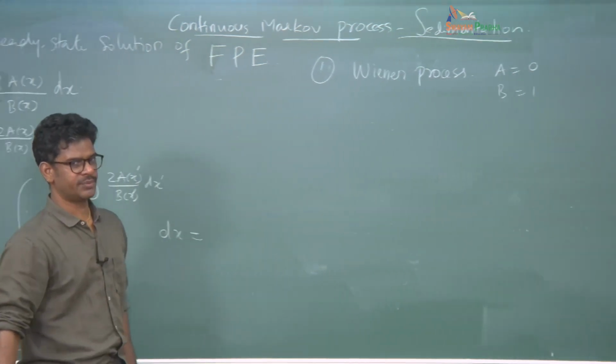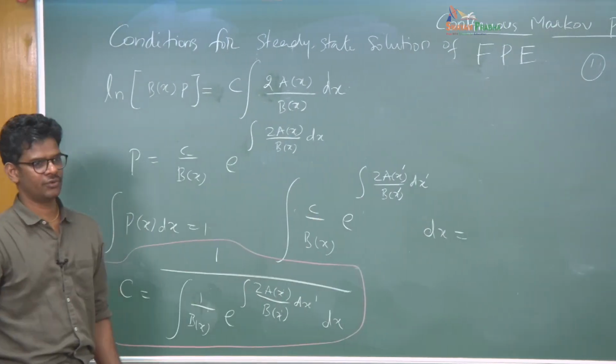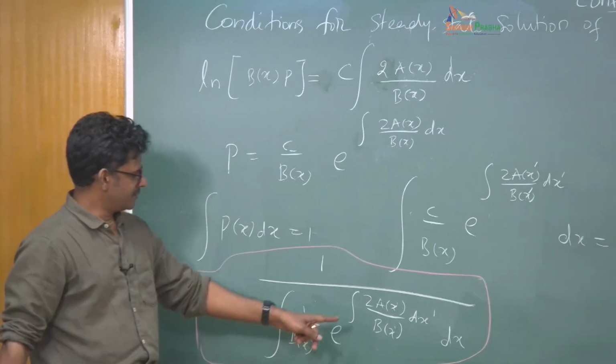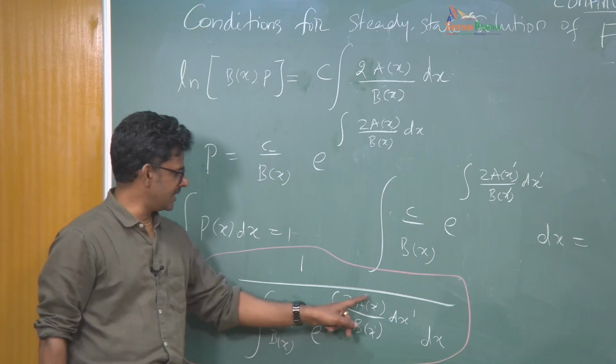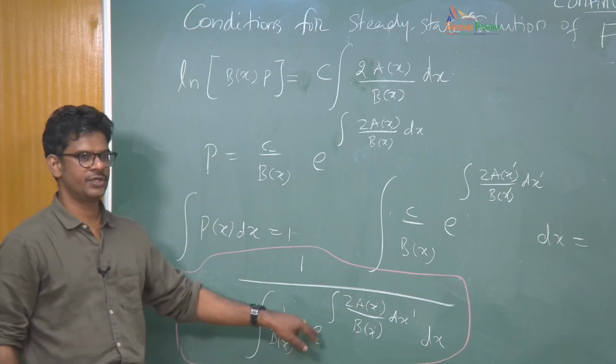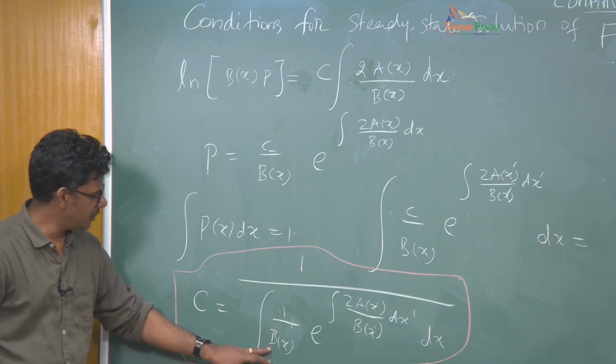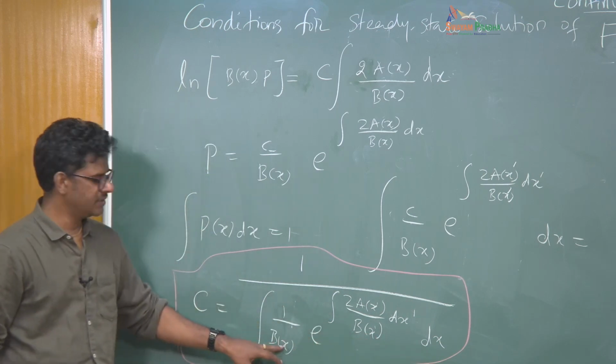The standard Wiener process has A equal to 0 and B equal to 1. So when I substitute A equal to 0, this entire term becomes 0. So e power 0 is 1. Then you are basically left with 1 by B of x dx. B is constant, 1.